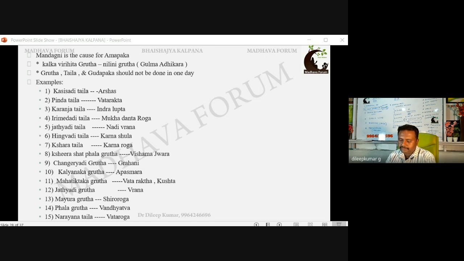Talisapatra 1 Karsha, Maricha 2 parts, Shunti 3 parts, Pippali 4 parts, Vamsharochana 5 parts, Yela and Tvak half Karsha.